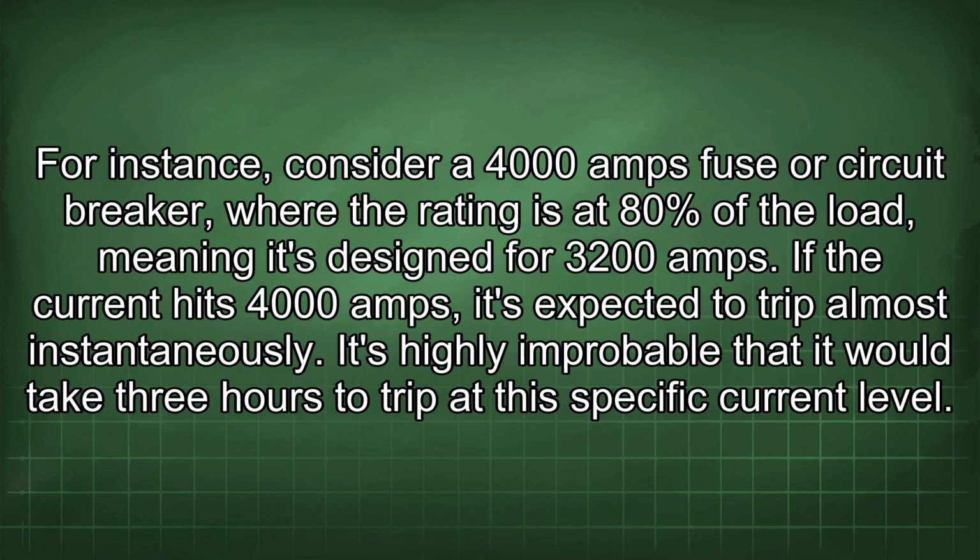For instance, consider a 4000 amps fuse or circuit breaker, where the rating is at 80% of the load, meaning it's designed for 3200 amps. If the current hits 4000 amps, it's expected to trip almost instantaneously. It's highly improbable that it would take 3 IOs to trip at this specific current level.